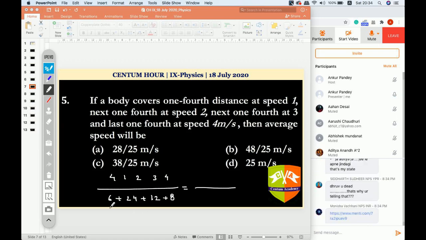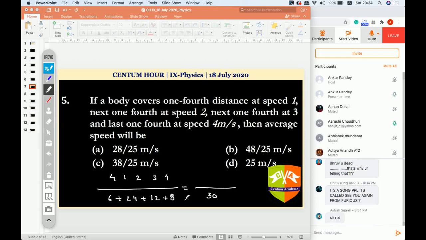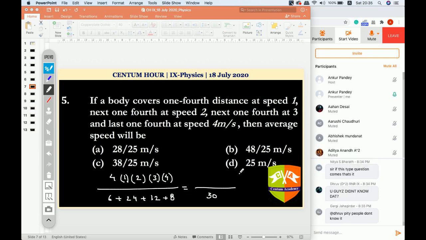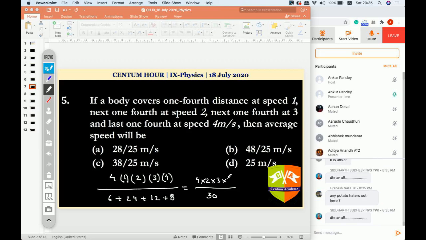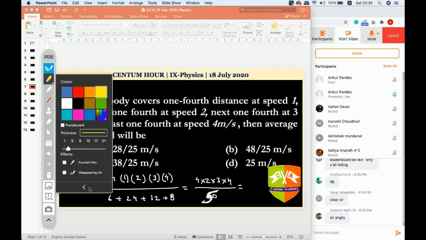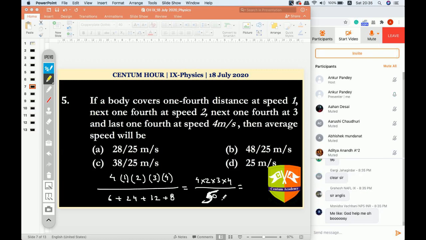Sir, could you write it in the formula form, instead of the numbers form? But I did write it in the formula form. 4 V1 V2 V3 V4 over V1 V2 V3 plus V2 V3 V4 plus V3 V4 V1 plus V4 V1 V2. Clear? The numerator looks beautiful: 4 into 2 into 3 into 4. Now all the denominators are at least divisible by 2, so the numerator becomes 4 times 4 is 16, times 3 is 48.